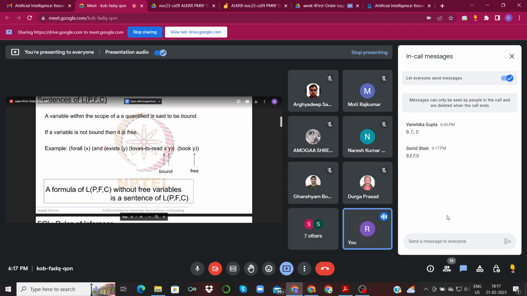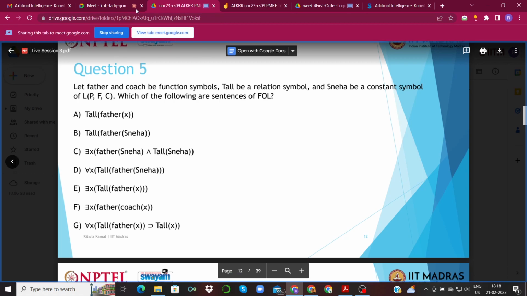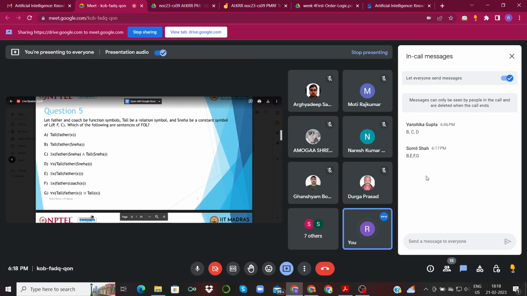Just for the sake of those who might be a bit lost or might not remember what a sentence is, this is a sentence: a formula of LPFC without free variables is a sentence of LPFC. I hope this will refresh your memory. Let's go back to the options.